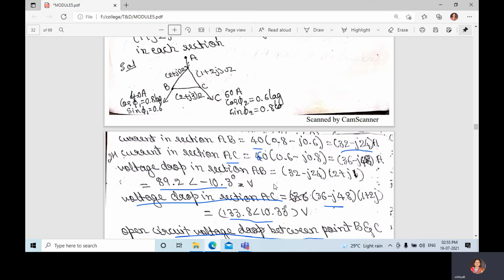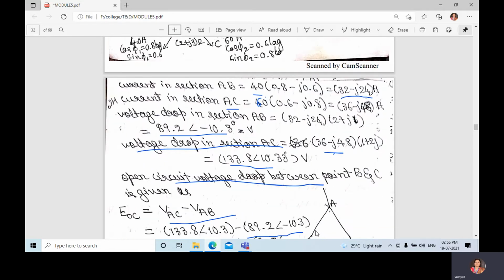Next, the voltage drop in each section means current into impedance. Between A and B, the impedance is 2 plus j. So when they are multiplied, you will get 89.2 at angle minus 10.3 degrees. Voltage drop in section AC: the current is 36 minus j48, and the impedance between A and C is 1 plus j2. So multiply, and you will get the value.